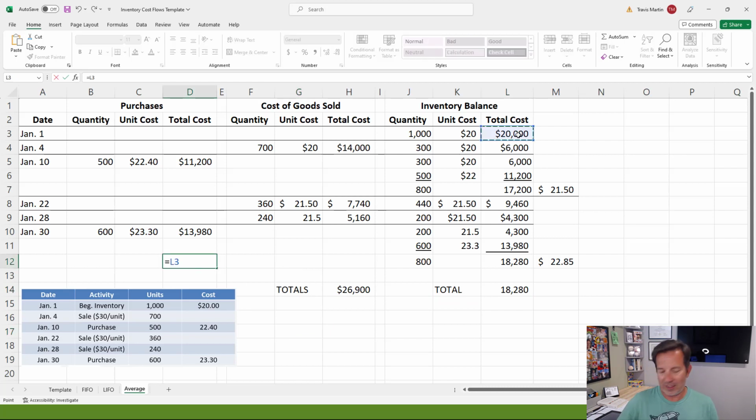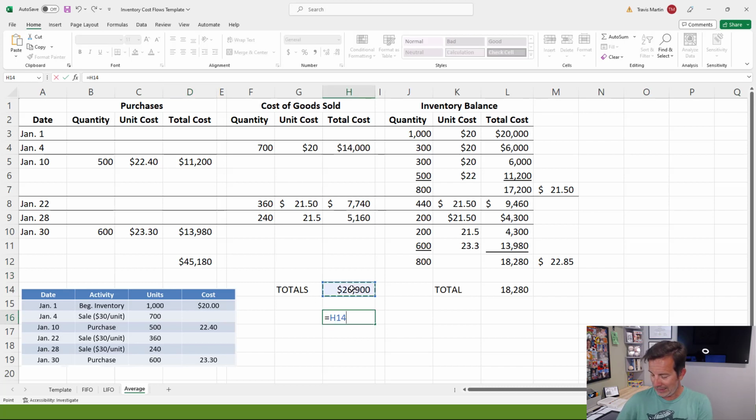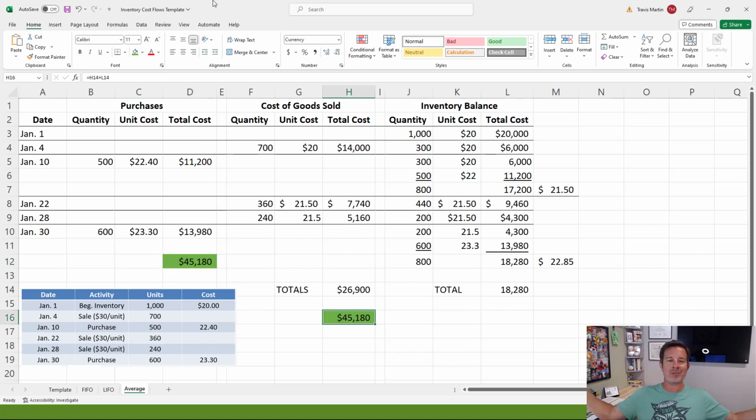We began with a $20,000 balance in inventory. We bought 11,200 and 13,980. 45,180 is the total that we have in our cost of inventory. We're allocating it between cost of goods sold and ending inventory. 45,180. Look at that. The accounting inventory gods are smiling upon us now as we've finished up the FIFO, LIFO, and weighted average examples. Let's go back to our PowerPoint here real quick.